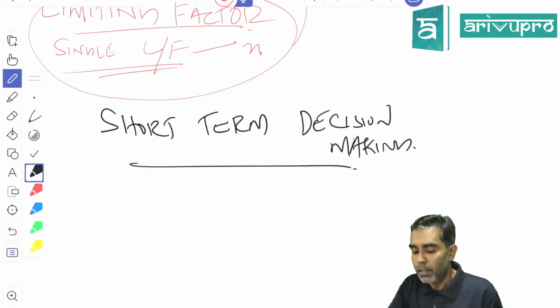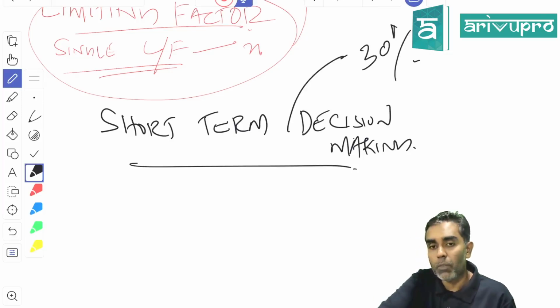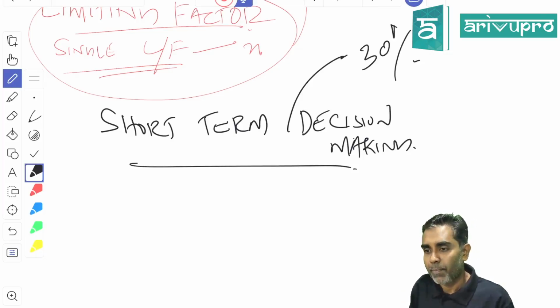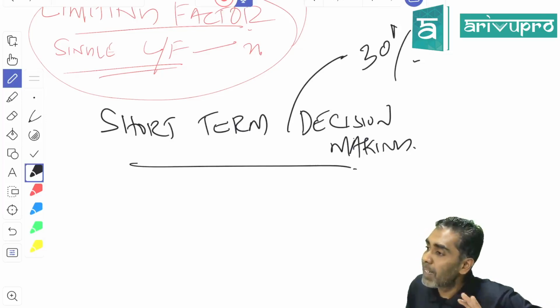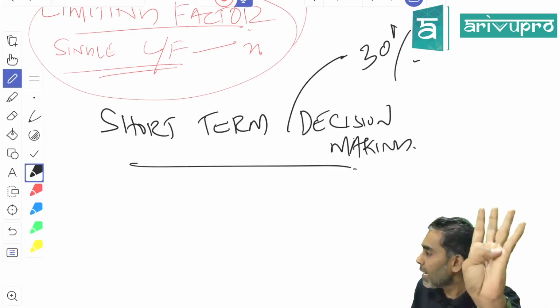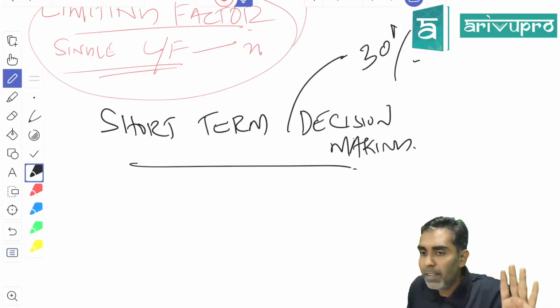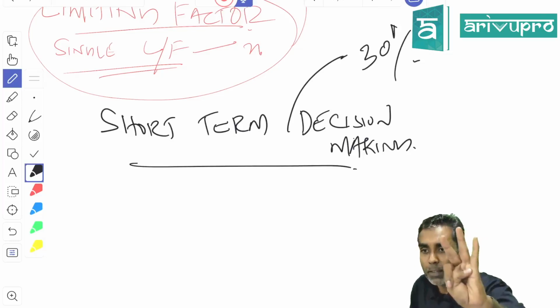This chapter itself is almost 30% of your syllabus. This chapter itself is almost how many percent? 30%. What are the topics? Single limiting factor. Just have a look. Single limiting factor. Second one is multiple limiting factor, which is a linear program.